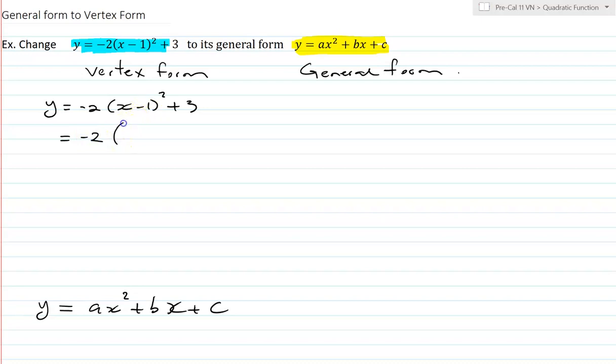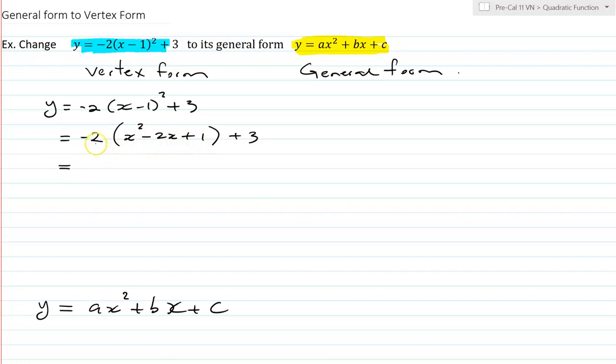We have to expand the bracket, so that would be x squared minus 2x plus 1, close the bracket, plus 3. That's the first thing you have to do. So x minus 1 all squared is this trinomial. That's a perfect square trinomial.